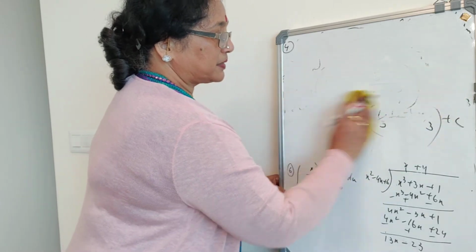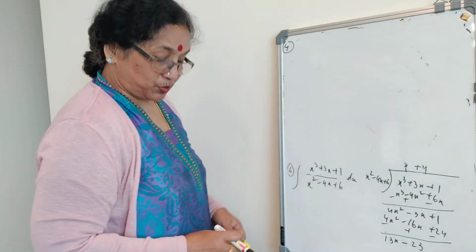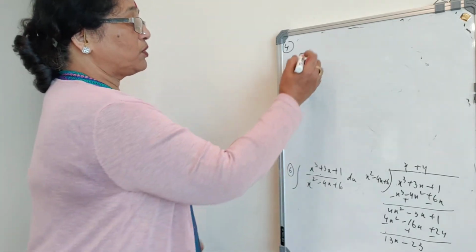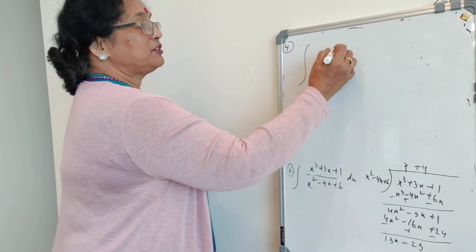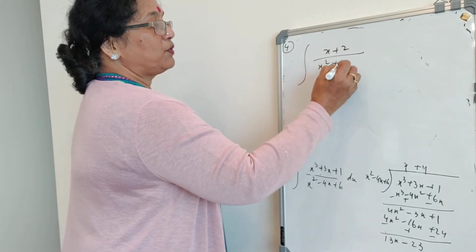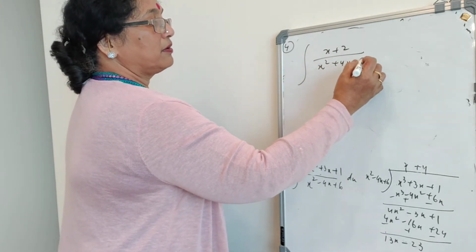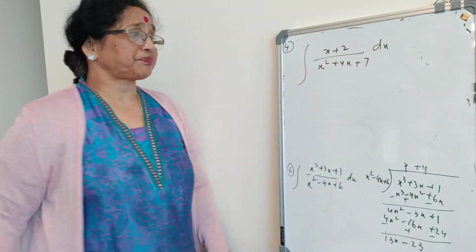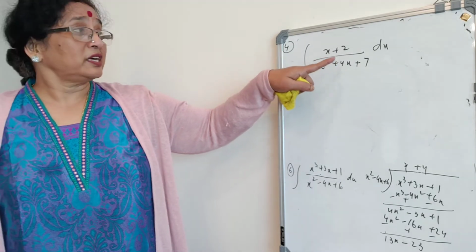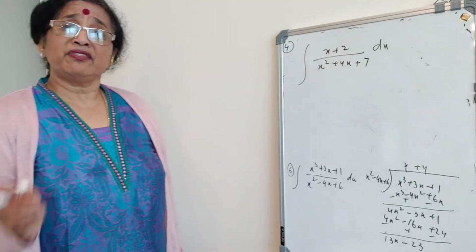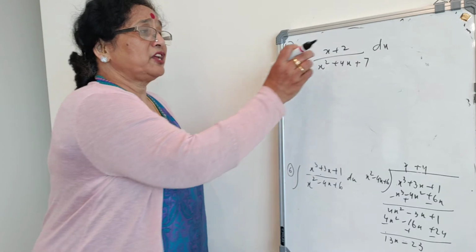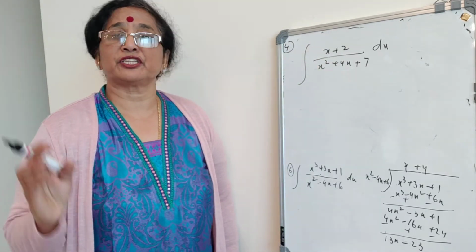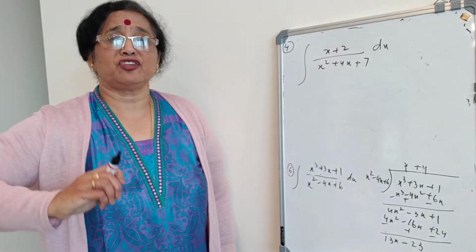The next one which I gave you was, suppose you have x plus 2 over x square plus 4x plus 7, whatever it is, right? So here when you have this, then this is not again taking numerator and writing L times denominator plus M times differentiation of denominator, and that is the numerator.